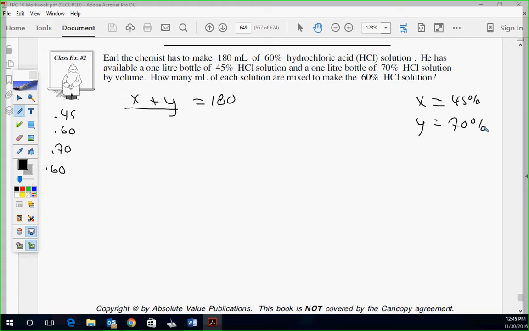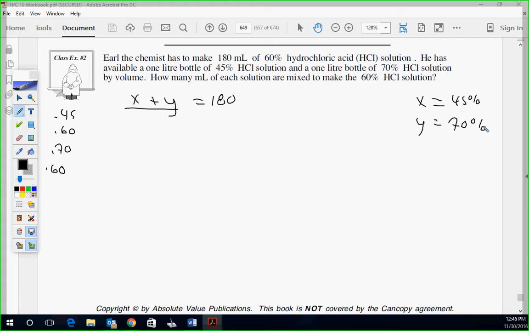Worried about the chemistry part? No? Okay. Say it again. Why is it only x plus y? Well, because it's how much of each solution will give him the total. And we're going to figure out the mixture, what the mixture needs to be at the next one. Yeah, he wants to make 180 milliliters.